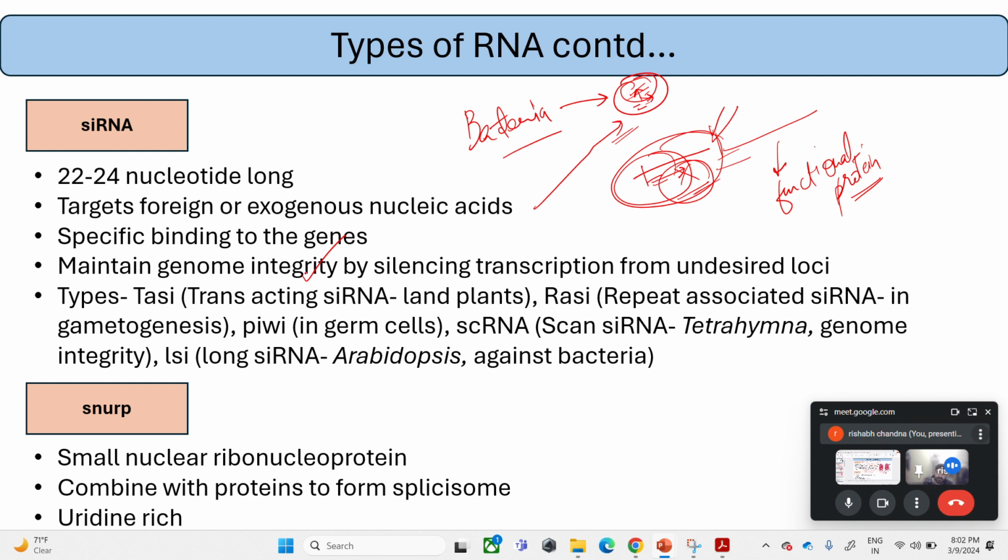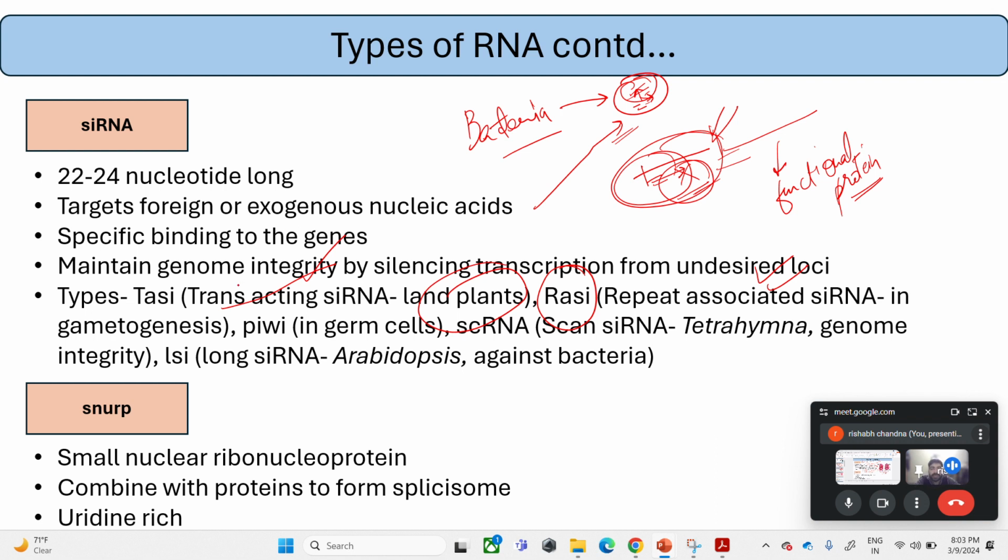And then we have different types of siRNA. For example, TASI, that is trans-acting siRNA, and it is majorly present in the land plants. Depending upon the type or the function, we name these RNAs. Then we have the RASI RNA or the repeat associated siRNA, and this is basically formed during gametogenesis. So when the sperms and the ova are formed inside the body, these particular RNAs help in formation as well as regulation of different genes required during gametogenesis only and not required during your adulthood.